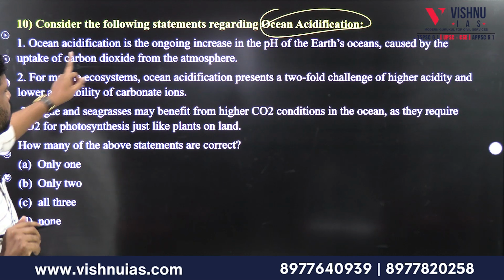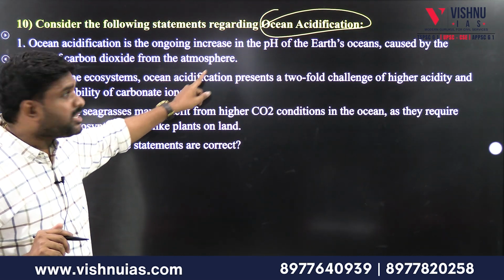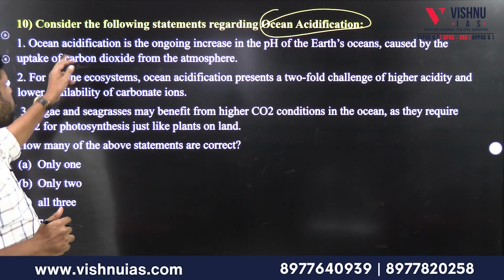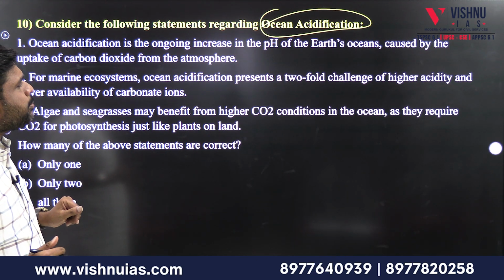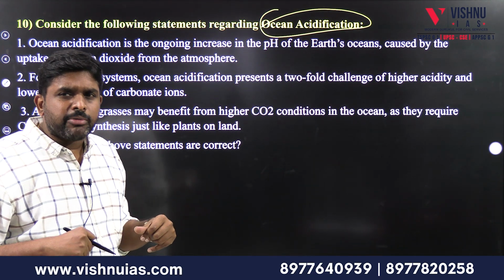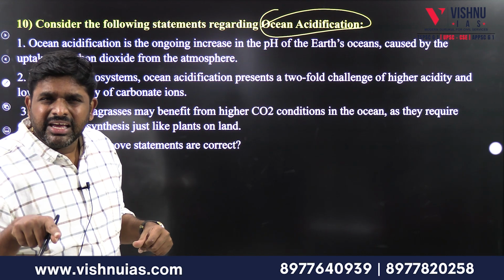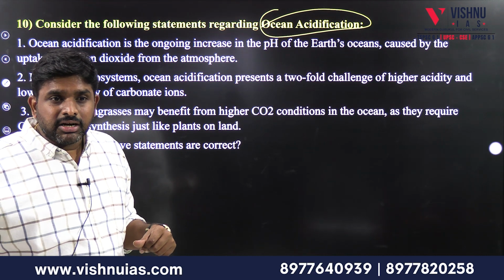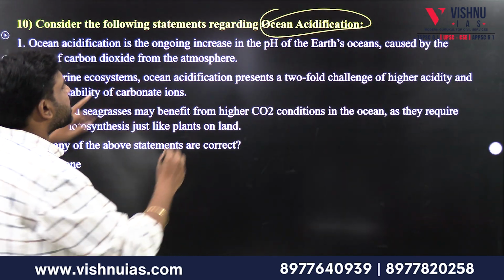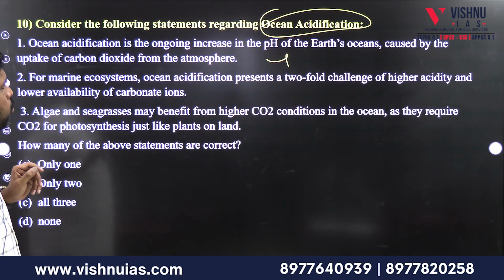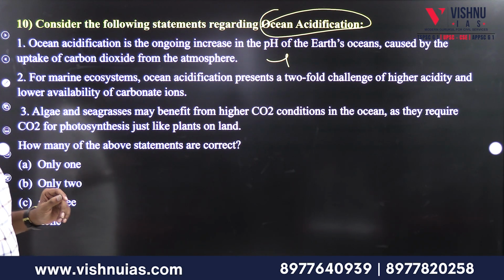Ocean acidification is the ongoing increase in the pH of Earth's oceans, or decrease in pH? Decrease. Ocean acidification is the ongoing increase in the pH of Earth's ocean caused by the uptake of carbon dioxide from the atmosphere, but will it be increasing the pH or decreasing the pH? 1 to 7 is called acid, 7 to 8 is called alkaline, basic. So is this a correct statement or a wrong statement? Wrong statement.